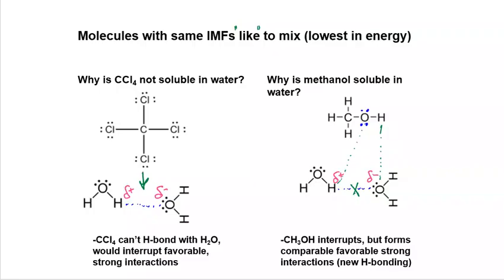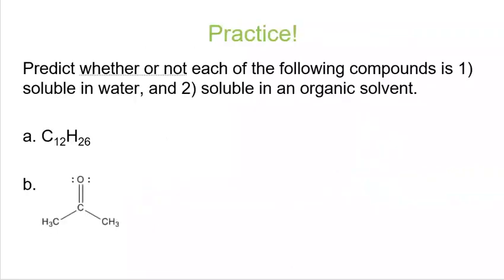All right, so let's get some practice with this. So, predict whether or not each of the following compounds is one, soluble in water, and two, soluble in an organic solvent. And I think actually I'm going to change this one slightly just so it's more familiar to us, since I haven't shown you yet what CH3 means. So with this one, you can apply what you've learned in your previous classes to figure out whether overall it's polar or nonpolar. Okay, so go ahead, pause the video, try this out, and we'll come back together and go through it in 3, 2, 1.